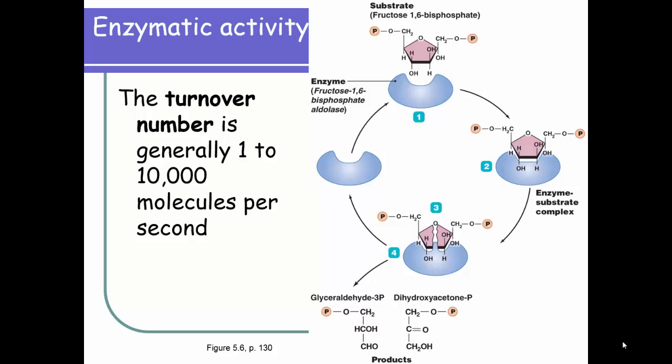Enzymatic activity varies with the enzyme, but the turnover number, meaning how many substrates an enzyme can act on in a given time, is generally 1 to 10,000 molecules per second.